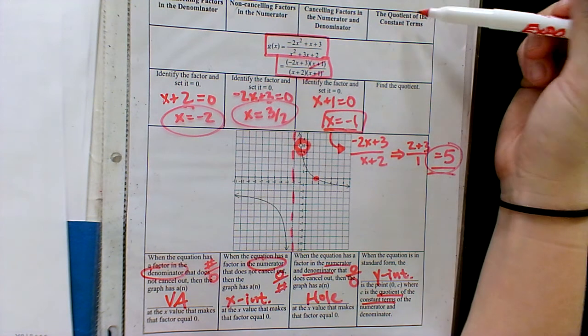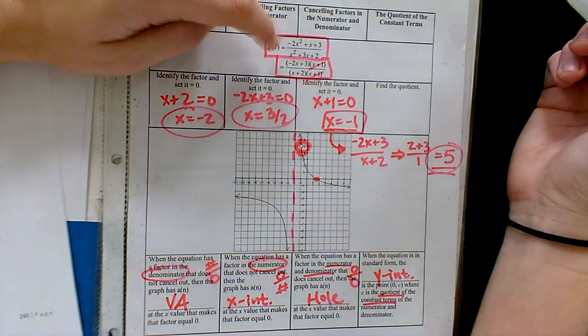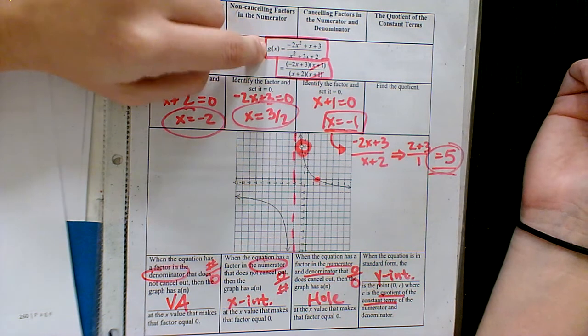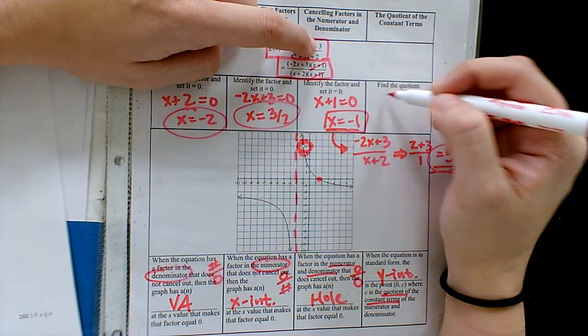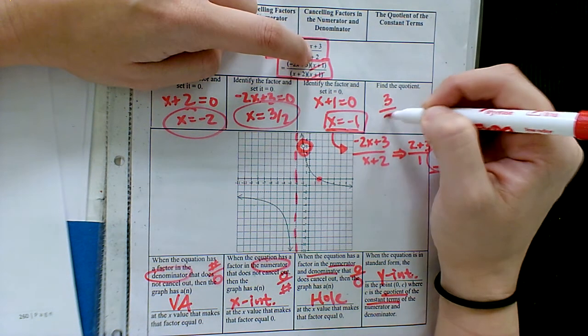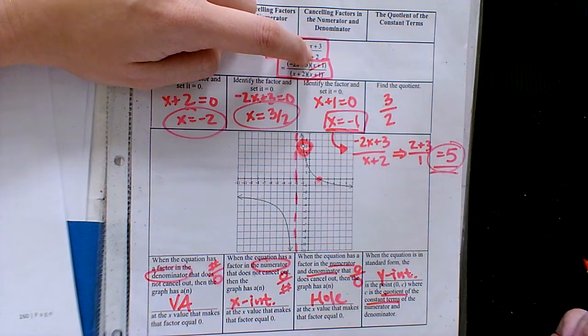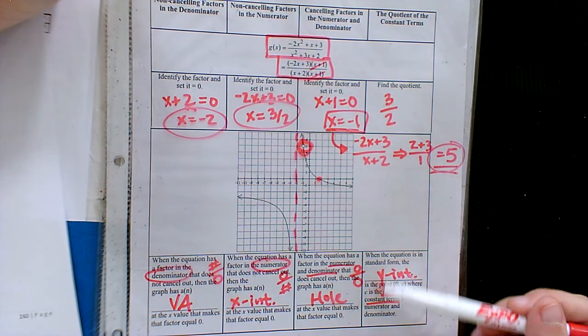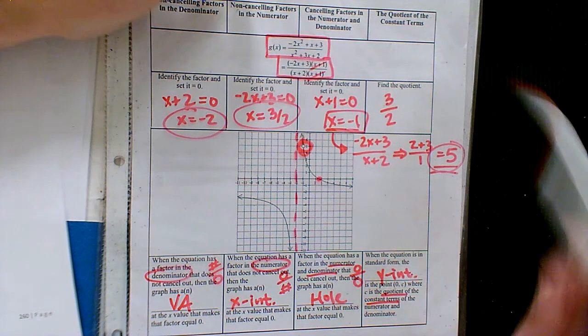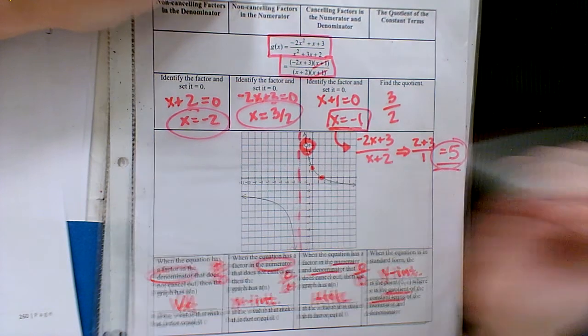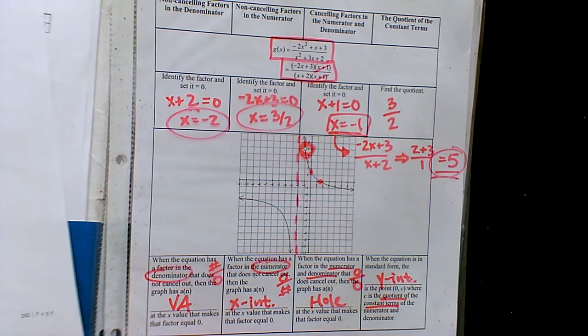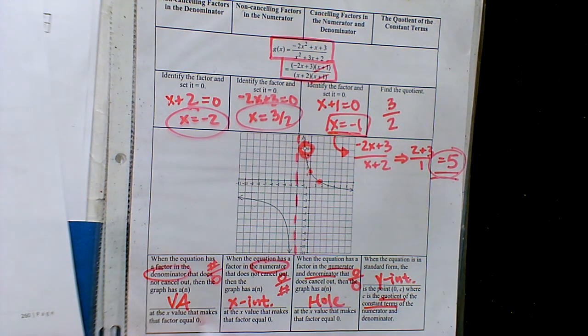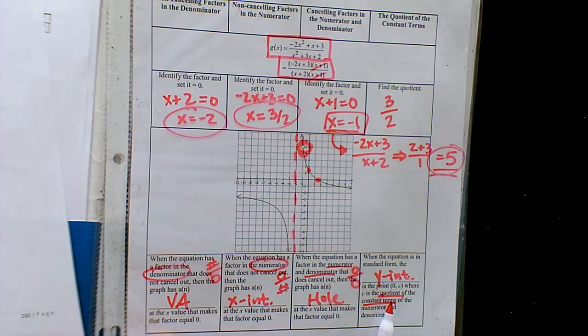All right, the last one, quotient of the constant terms. So looking at the standard form this time, not the factors. Constant term of the top is 3, constant term of the bottom is 2. We said below that this value should represent a y-intercept, and graphically that seems to check out. Okay, so that's a very good summary of basically all these different characteristics that we've discussed so far with these rational functions. Okay, vertical asymptotes, x-intercepts, holes, y-intercepts.